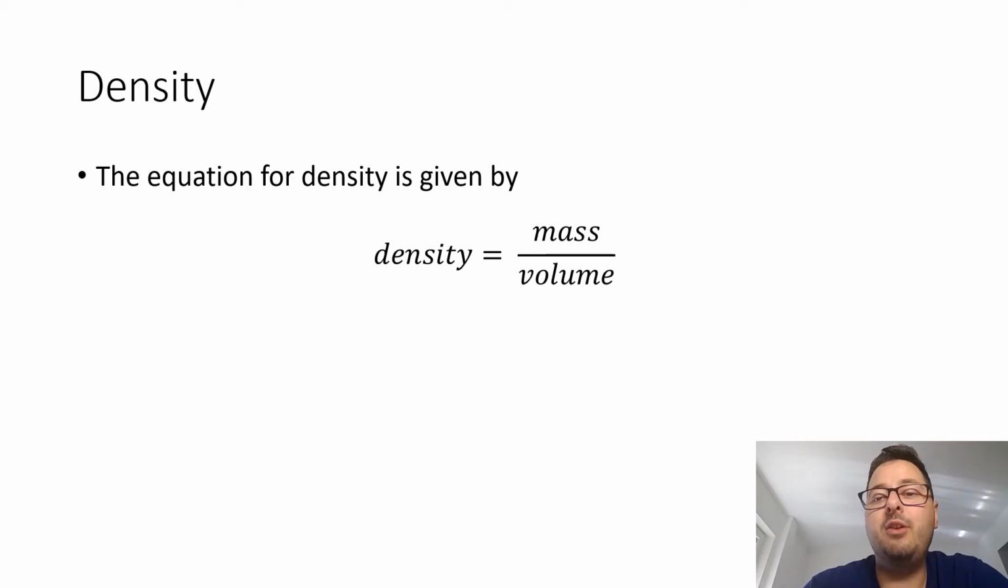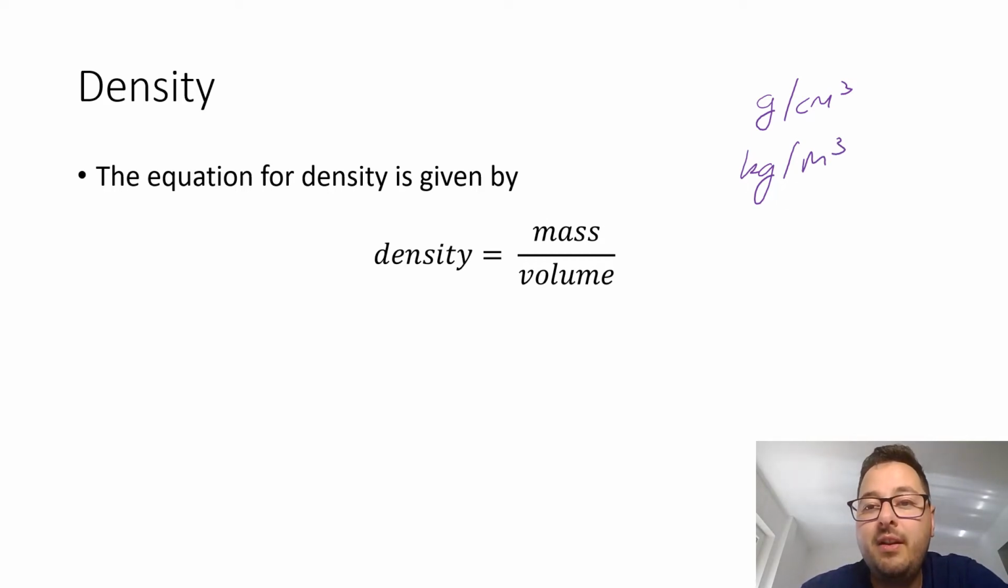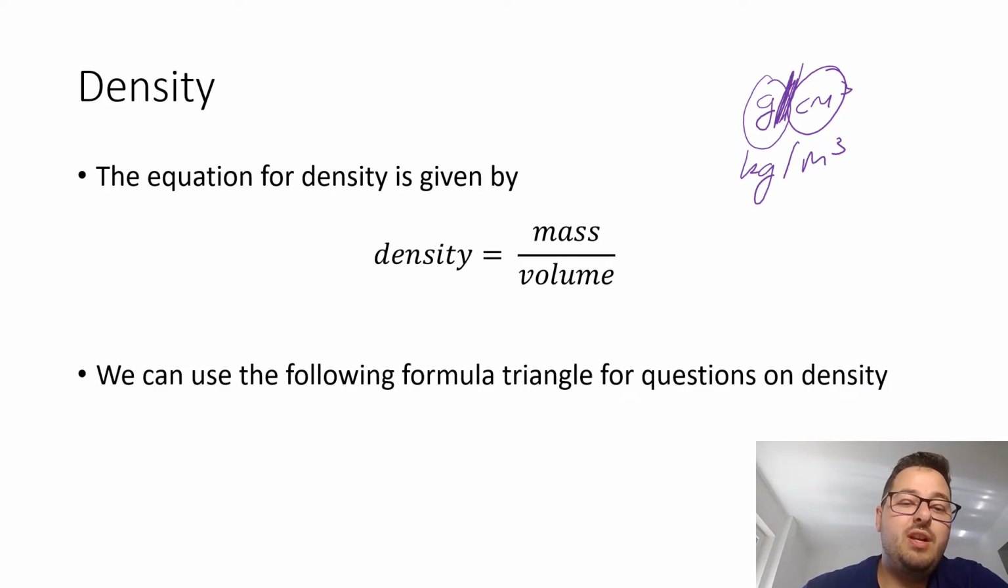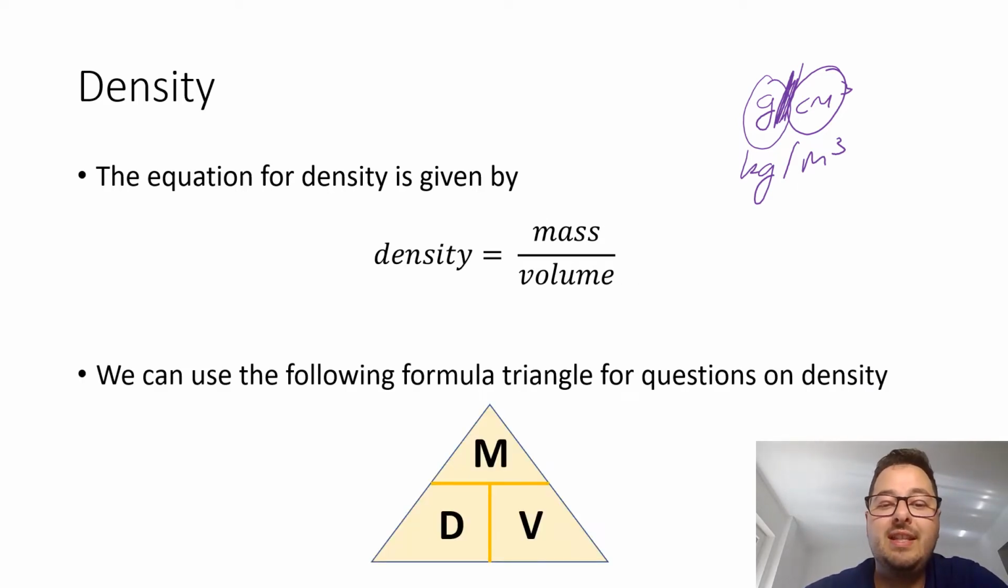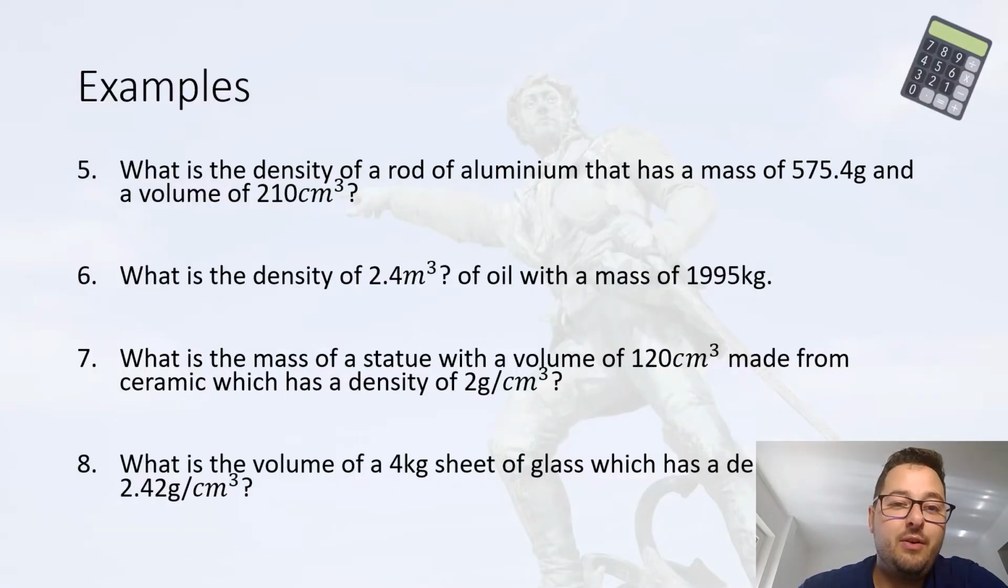So the units might look something like grams per centimeter cubed, or you might get kilograms per meter cubed, something like that. But again, these units for density tell you the formula. It's mass divided by volume. Okay. And again, we can use a triangle. So here we go, we've got density is mass over volume, and we're going to use it in exactly the same way. So here are a few more questions.